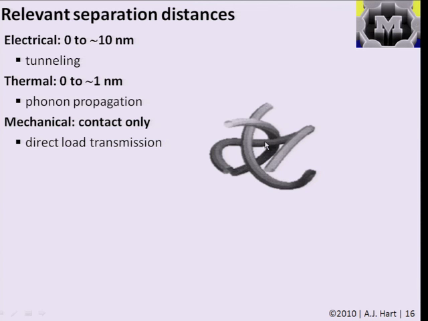In the case of mechanical transport, of course, if we're not in contact, then our ability to transfer the load goes down a lot. So we can say to first order, we really need the structures to be contacting one another to have direct load transmission. Those surface forces need to pull them together, or you need to have something gluing them together chemically or physically.